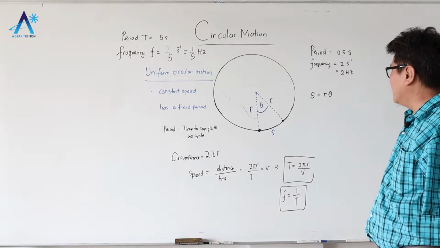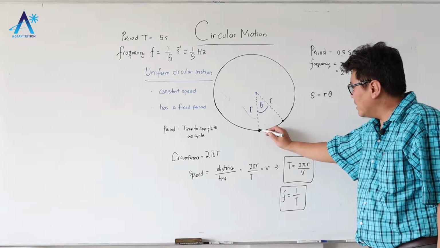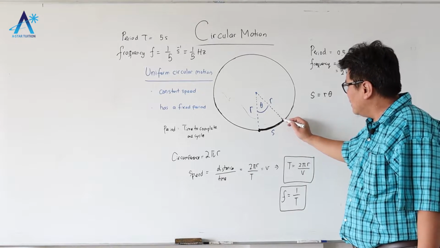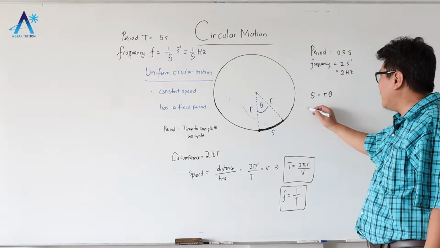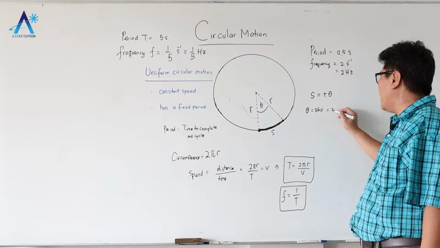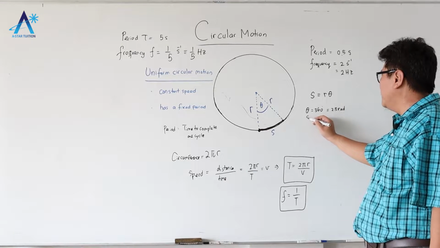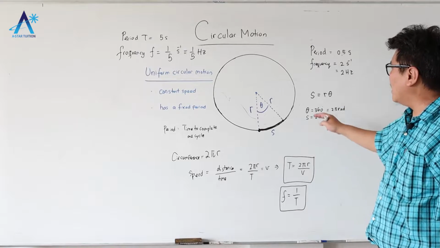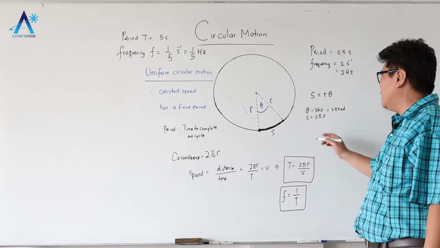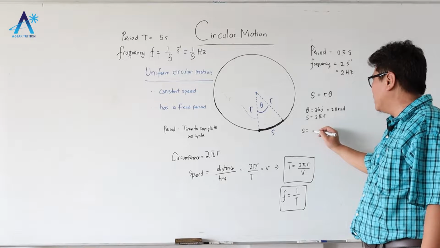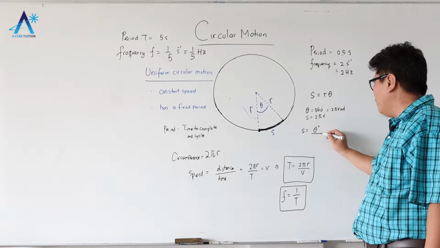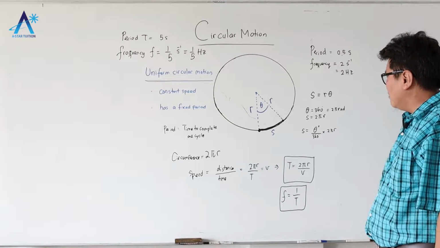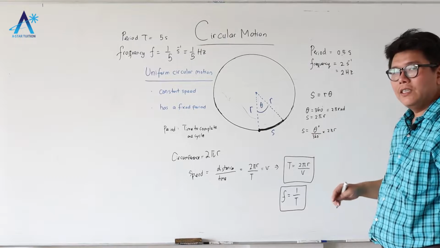Now, the reason it works is this. Remember, s is the arc length of part of a circle that is associated with angle theta. If theta is 360 degrees or 2 pi radians, then s would have been 2 pi r. But if theta is not 360 degrees or 2 pi radians, then you can calculate s by using whatever theta is in degrees over 360, multiplied by the full circumference, which is 2 pi r. This is when the angle theta is given in degrees.